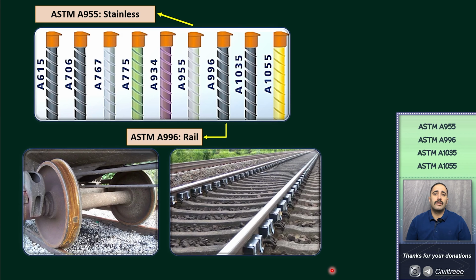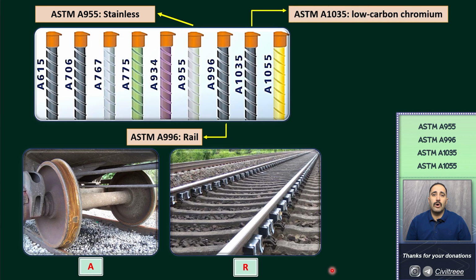Bars made of axle steel are designated with A, and those made from rail steel are designated with R. ASTM A1035 low carbon chromium reinforcing bars are high strength reinforcing bars with yield strengths of 100 ksi and 120 ksi, designated with grade 100 and grade 120 respectively. These reinforcing bars are commonly used in applications where the high yield strengths can help reduce congestion. ASTM A1055 reinforced bars have two coats of protection for corrosion, a zinc layer underneath and an epoxy coating. This was almost all the types of rebars that a structural engineer should be familiar with.